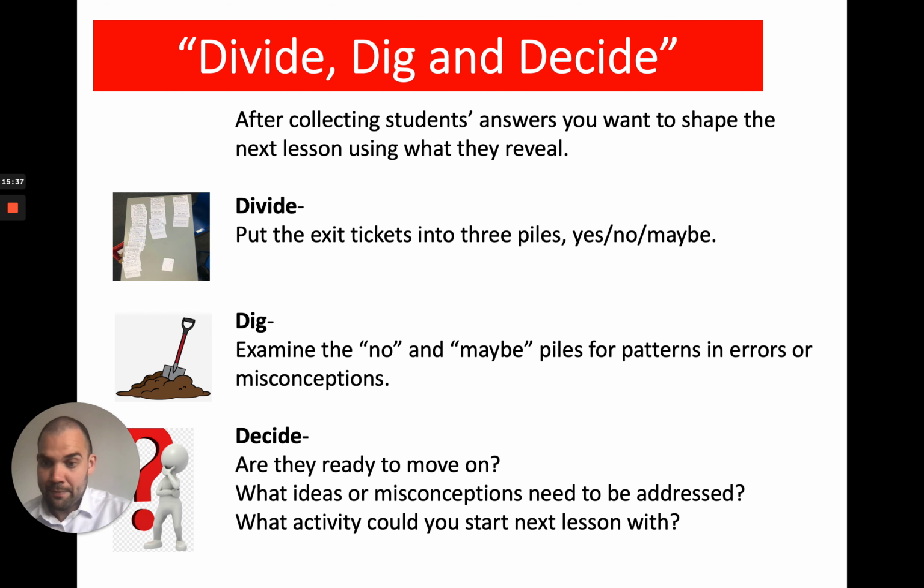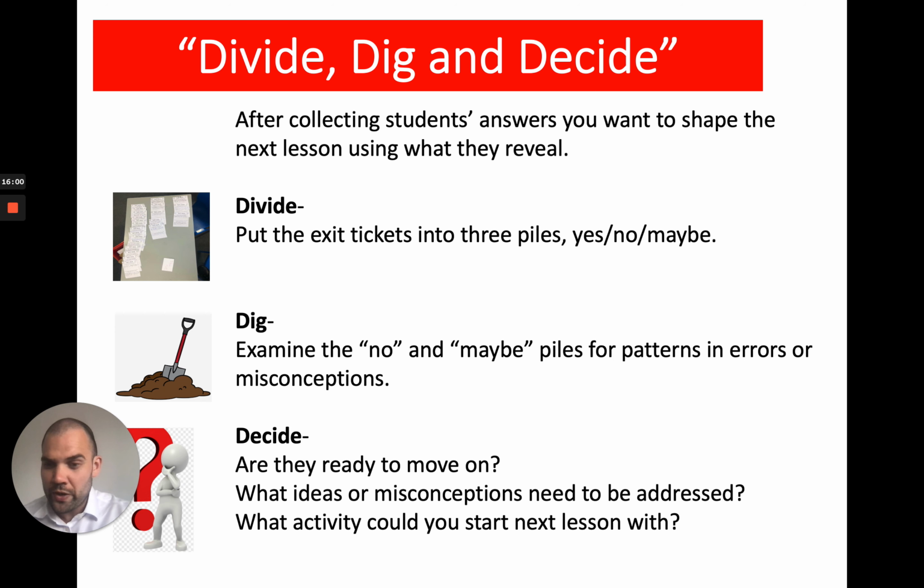Or maybe like with that maths example, you can have much more specific categories of understanding for each one. So you've clearly got it, partially got it, didn't get it at all. That already gives you a rough shot of how well students understood the core content in that lesson. Now, what you then want to do is dig into those no and maybe piles and look for patterns in errors or common misconceptions.